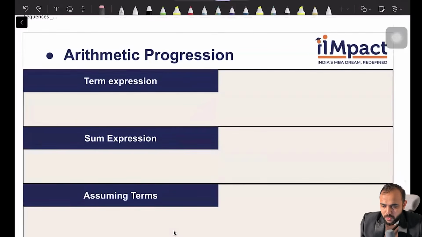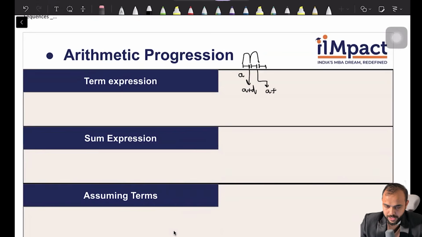So an arithmetic progression is based on addition with the philosophy that every subsequent term is separated by the same difference. So if the first term is a, then the next term will be a plus d, then the next term will be a plus 2d, and so on.